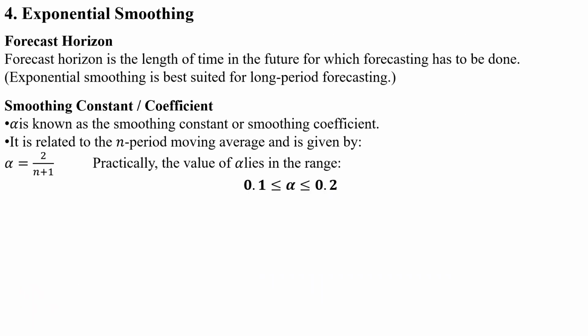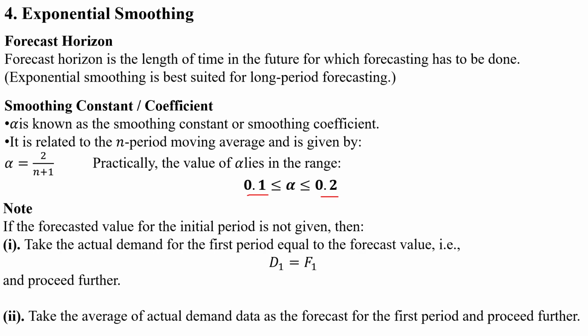The forecast horizon is the length of time in the future for which forecasting has to be done. Moreover, alpha is known as the smoothing constant or smoothing coefficient, which is related to the n period moving average, and it is given by alpha equal to 2 divided by (n plus 1), where n is the number of periods we have to consider. Remember this formula, alpha equal to 2 by (n plus 1). Practically, the value of alpha lies in the range of 0.1 to 0.2.